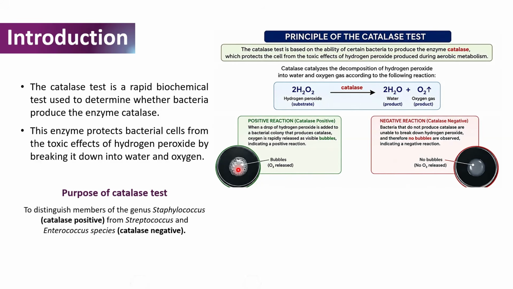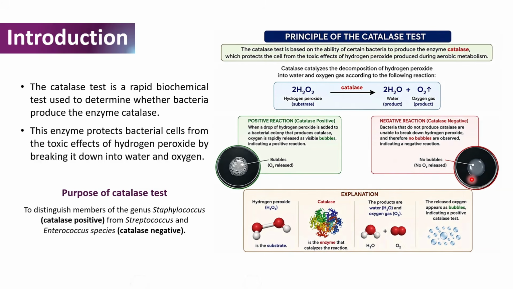For a negative reaction, what this means is that the bacterial colony here lacks the ability to produce the enzyme catalase, and therefore will not be able to break down hydrogen peroxide into water and oxygen. So when a drop of the catalase reagent, which is 3% hydrogen peroxide, is added to the bacterial colony on the glass slide, there will be no production of oxygen, and therefore no bubbles will be observed as shown in the picture over here to indicate a negative reaction.